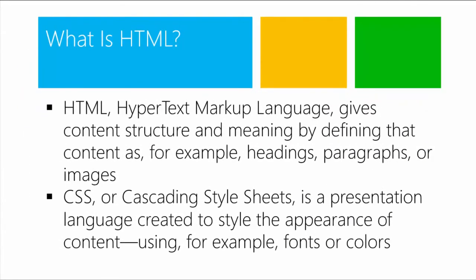So what is HTML? It's hypertext markup language. It gives content structure and meaning by defining that content as, for example, headings, paragraphs, or images. CSS, or cascading style sheets, on the other hand, is a presentation language created to style the appearance of content. For example, fonts or colors.